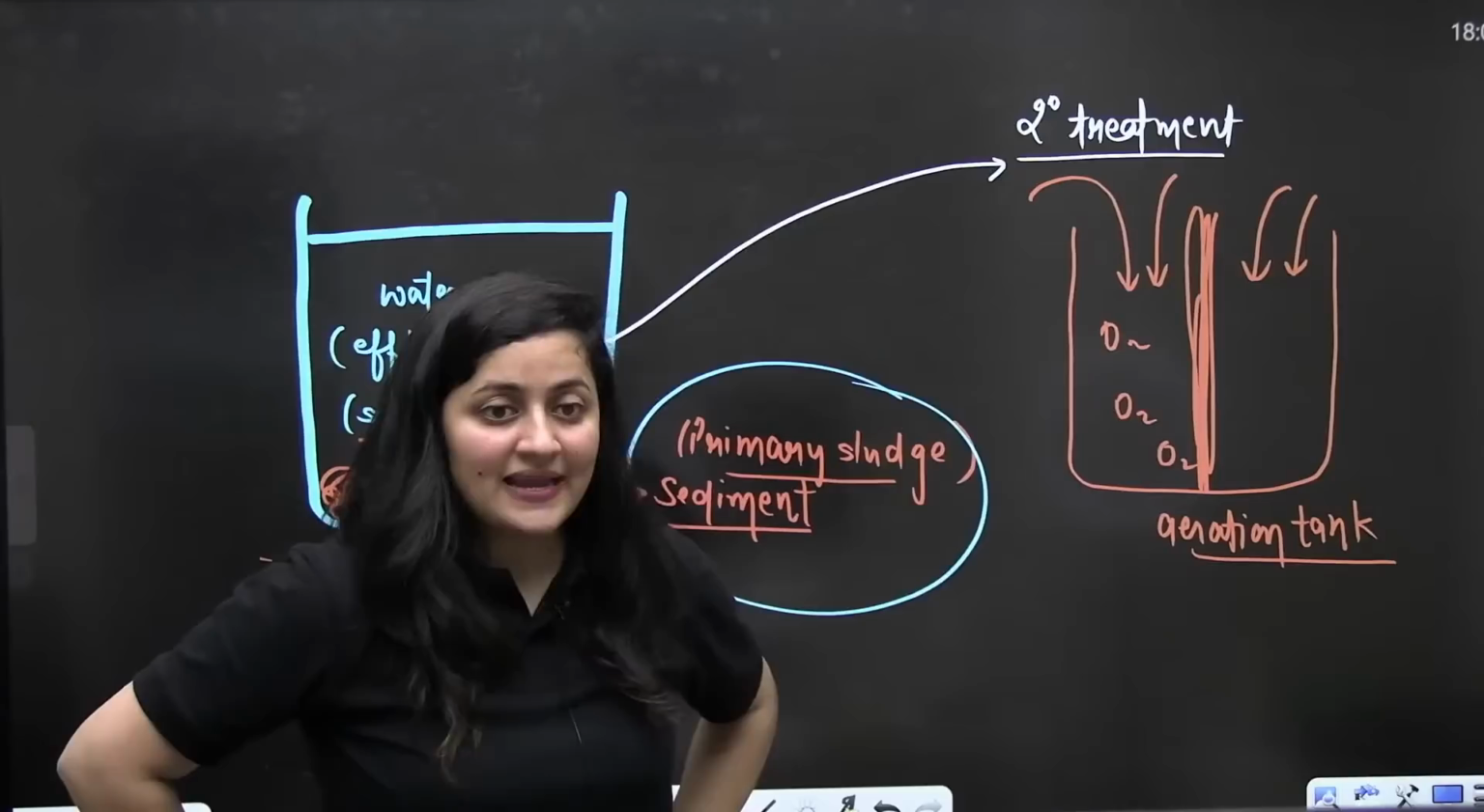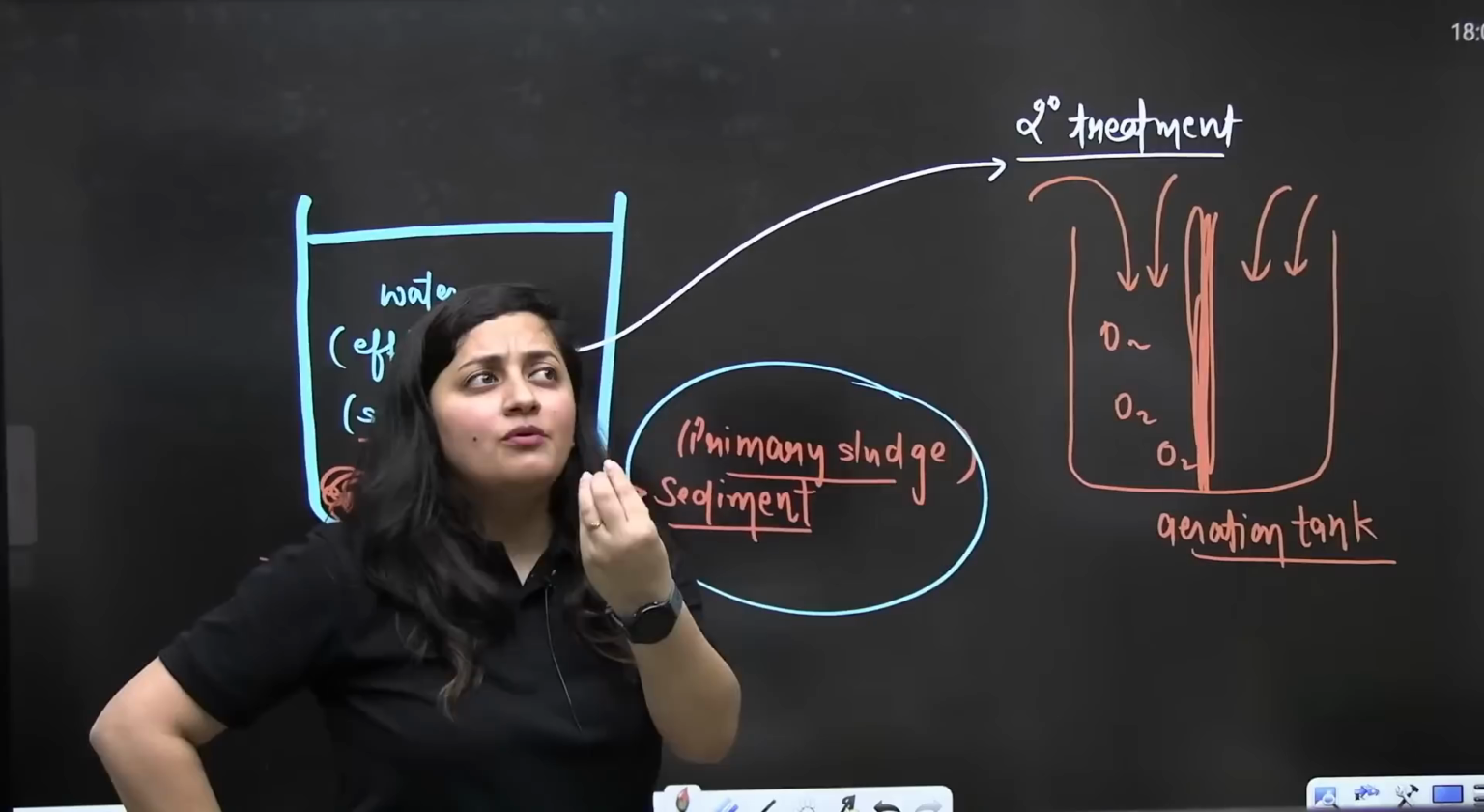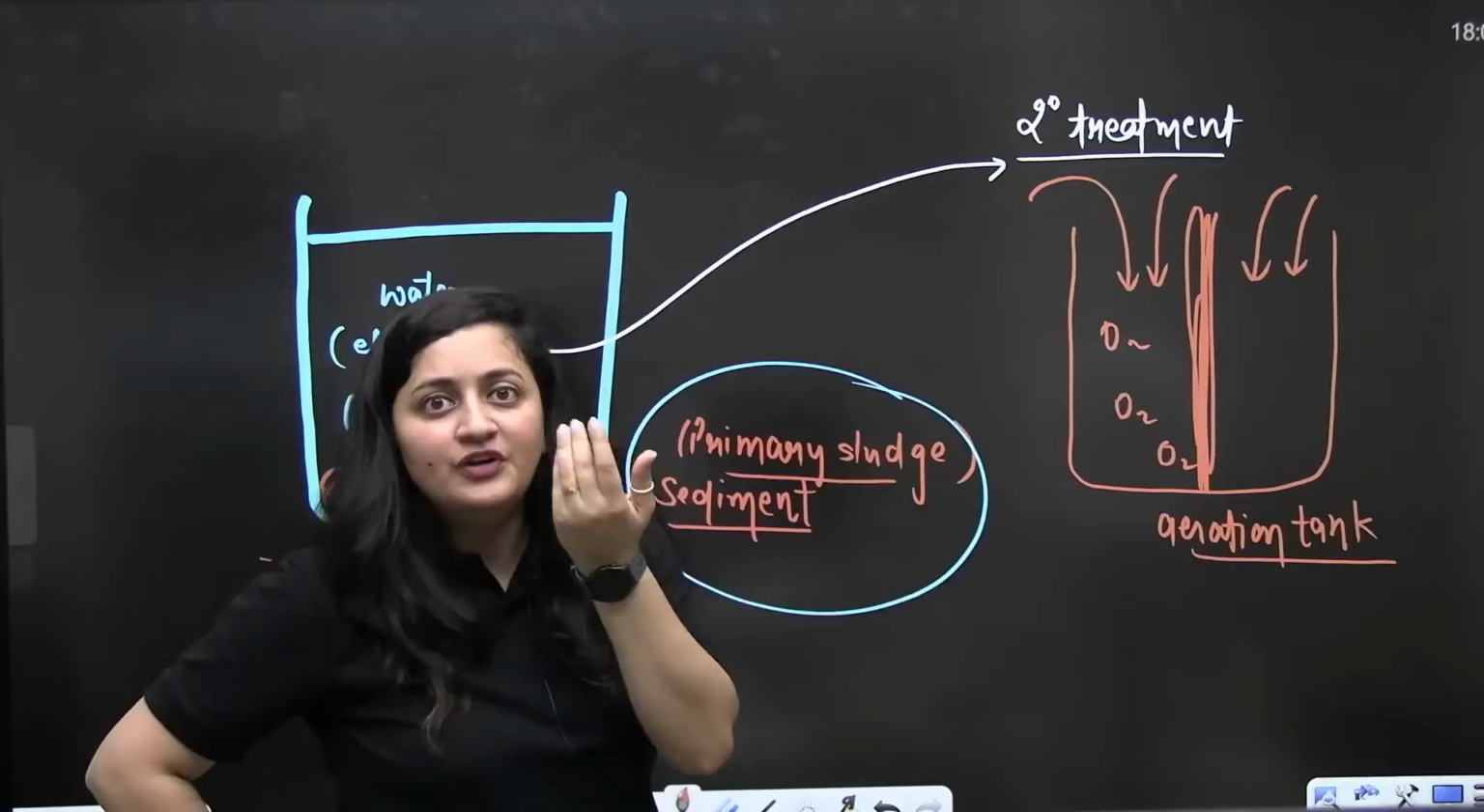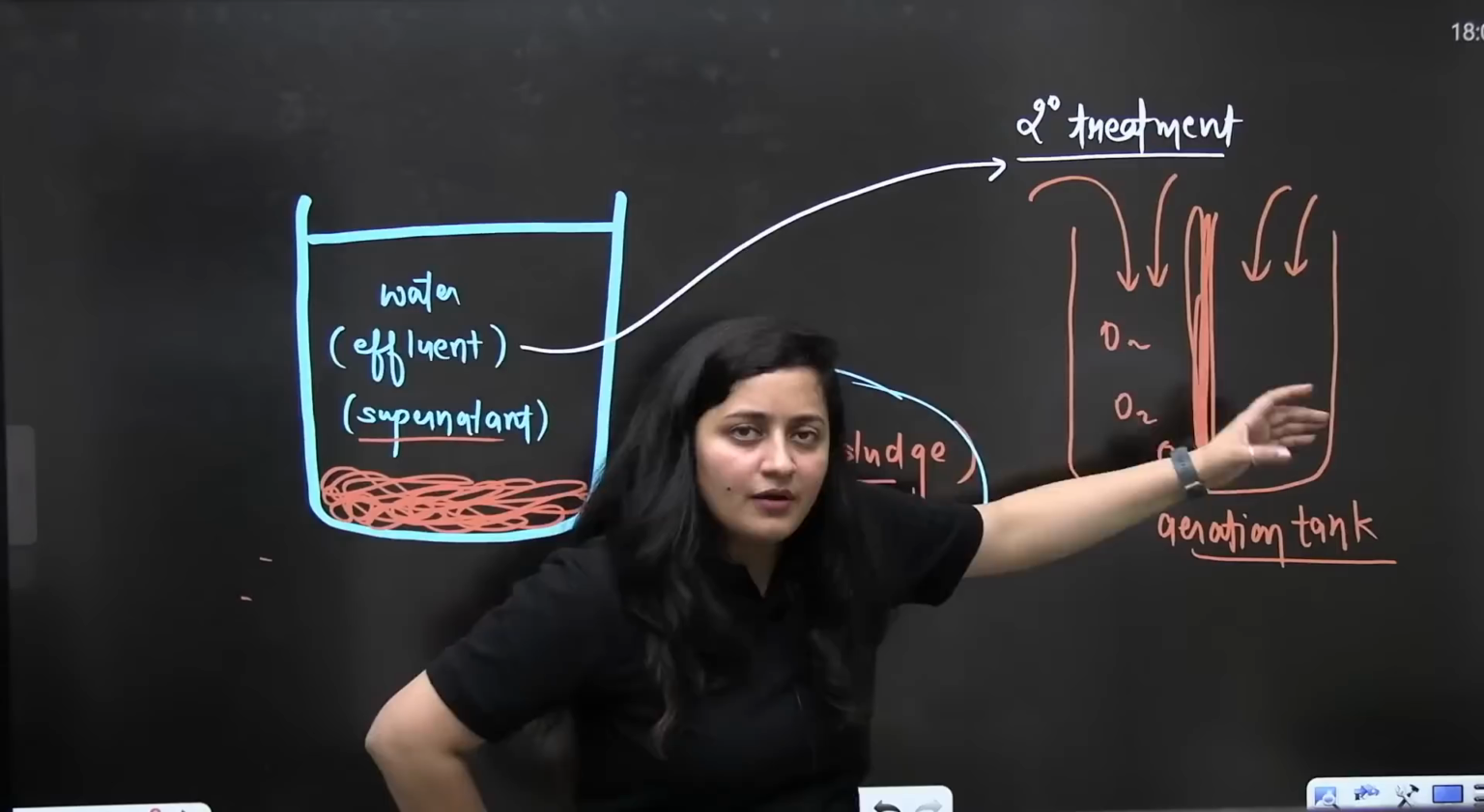Obviously. So that is why I used to say there is no need to memorize everything. There is no need to cram. We need to memorize, but there is no need to cram everything. We can understand it. So what is happening here? Oxygen is available, some aerobic bacteria is there. That aerobic bacteria will do what? It is going to digest the organic matter.